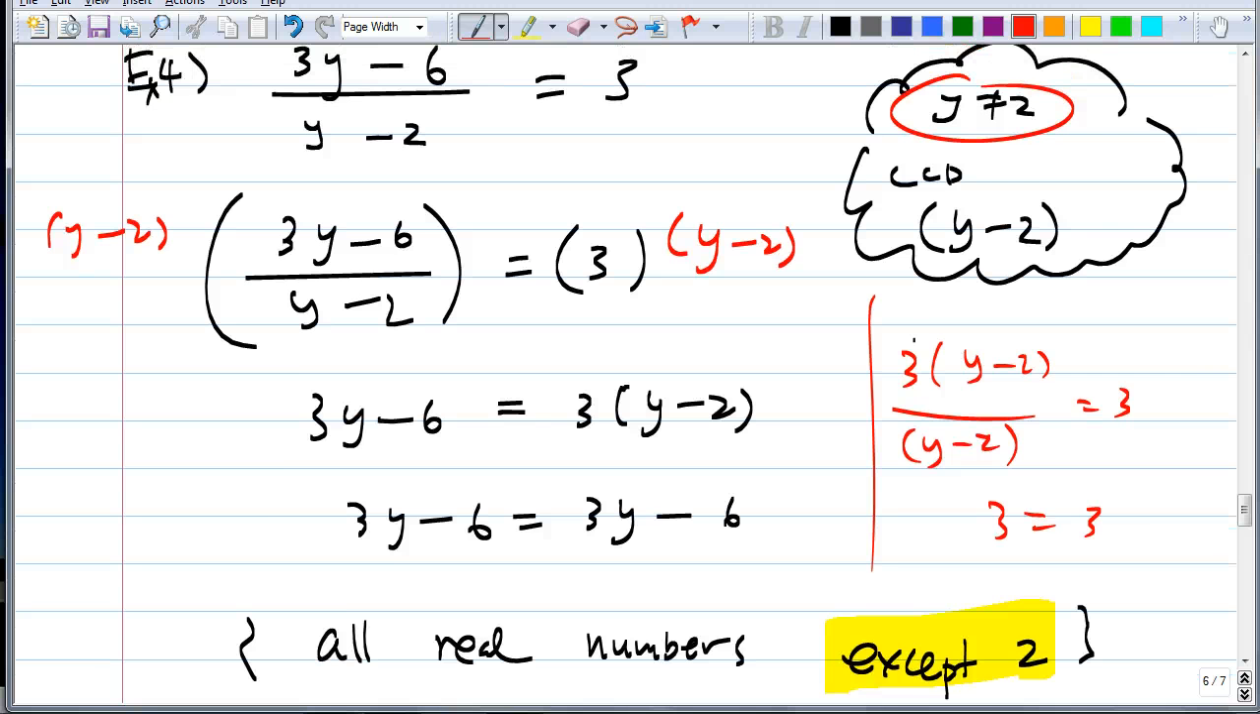So when you get an equation with variables in the denominators, even though the left side equals the right side, sometimes you have to write down your exception. Everything will work except 2, because when y is equal to 2, it will make it undefined. Does that make sense? Okay, any questions? So you guys have to be a little bit careful with equations that have variables in the denominators. Okay. Good.